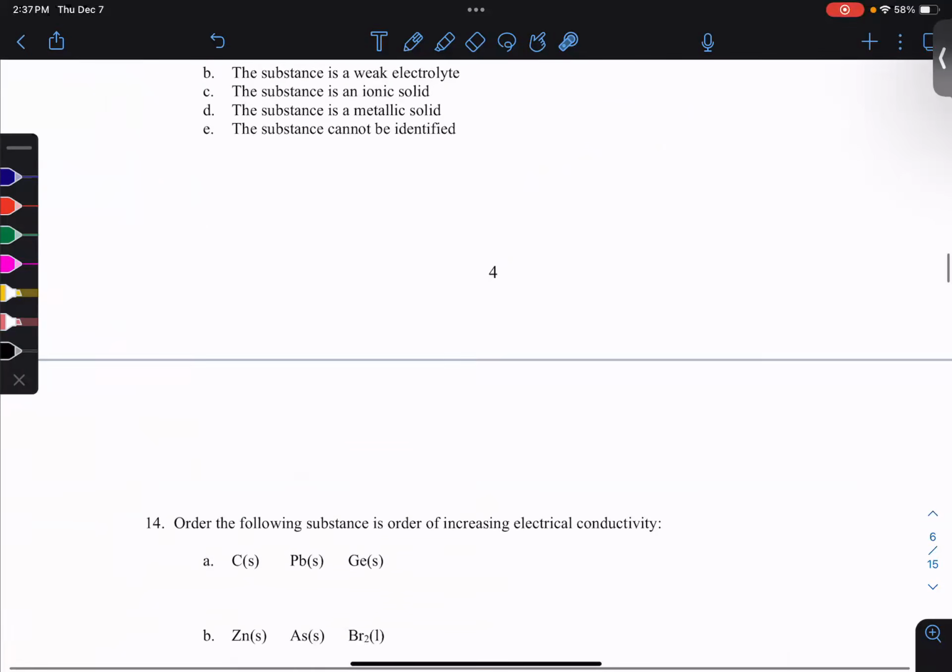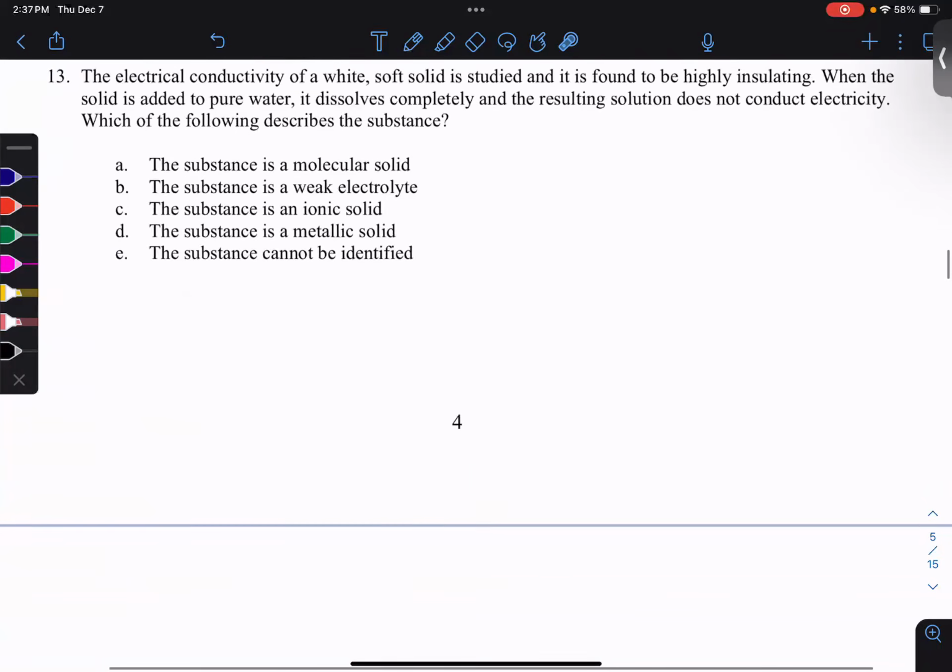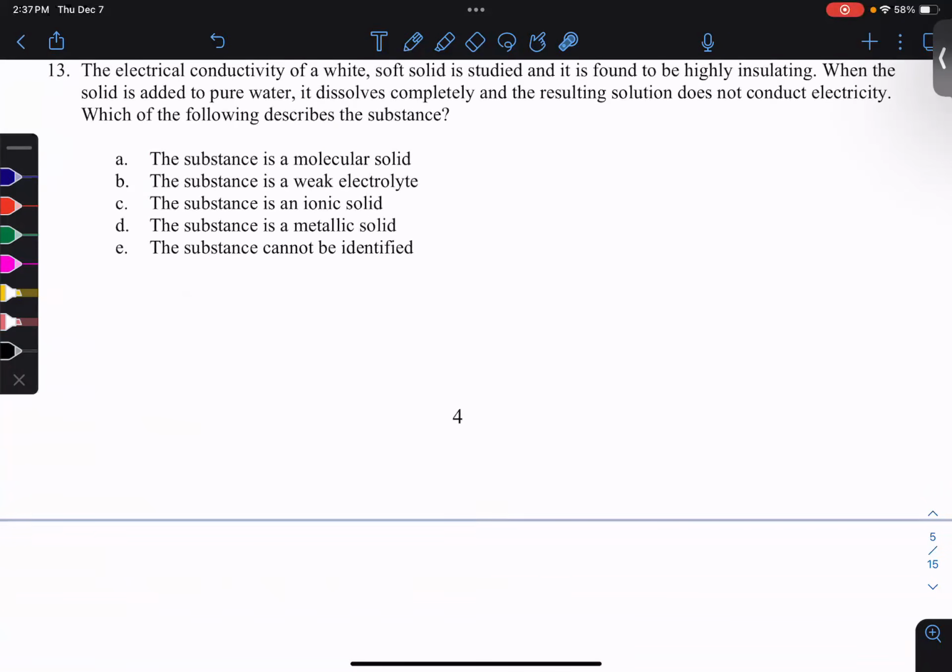All right, so here are other ways we can ask about solids. Remember, there's 4 types of solids, and based upon the properties, you can figure out what it is. We have a white soft solid, highly insulating, meaning does it conduct electricity or not? No. When the solid is added to pure water, it dissolves completely, and the resulting solution does not conduct electricity. What is it?